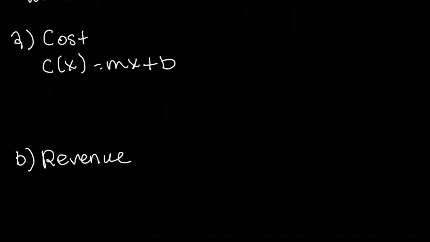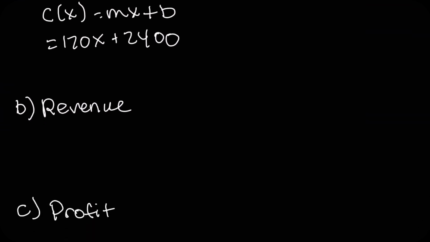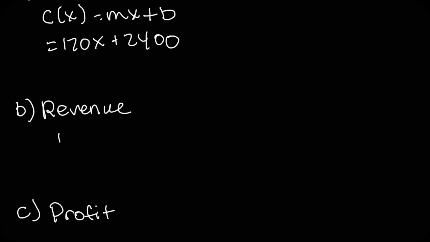So go ahead and write this out. This is equal to 120x plus our $2,400, and we'll save that for our later profit equation. So revenue, or R of x, is equal to P times x, and again, our P was equal to 150, so we have 150x here.